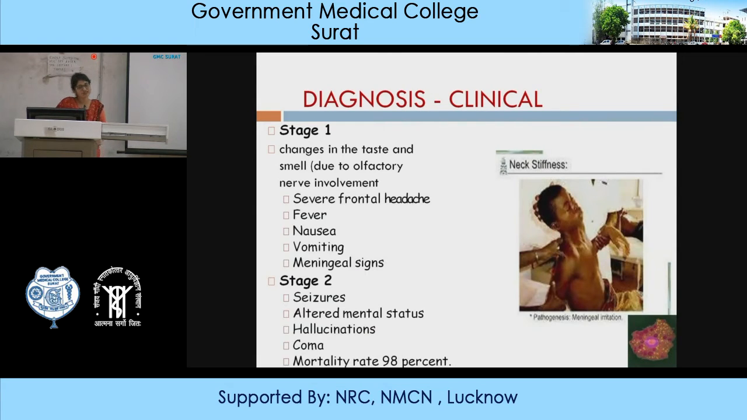This manifestation is seen firstly with changes. The prior symptom will be a change in the taste and the smell, as the olfactory nerve is involved first. Then the patient will develop fever, nausea, headache, vomiting, and they will have meningeal signs due to the meningeal involvement, in the form of neck stiffness and a positive Kernig sign. In the secondary symptoms, they develop seizures, altered mental status, hallucination, and coma. The mortality rate is very high, that is 98%.